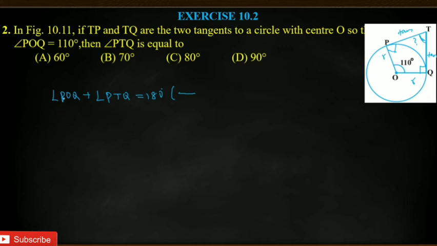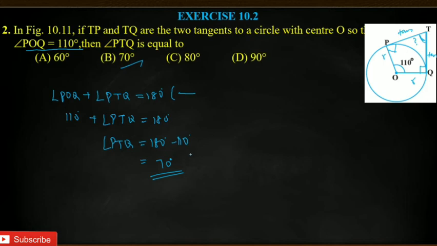Now here, POQ they have given 110 plus PTQ is equal to 180 degree. You send this opposite. PTQ only is required now. So 180 minus 110, what am I getting? 70 degree. Where do we have this 70? Option B. You please make a note.